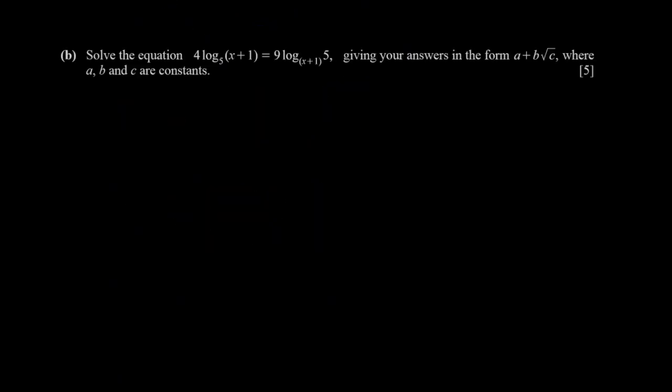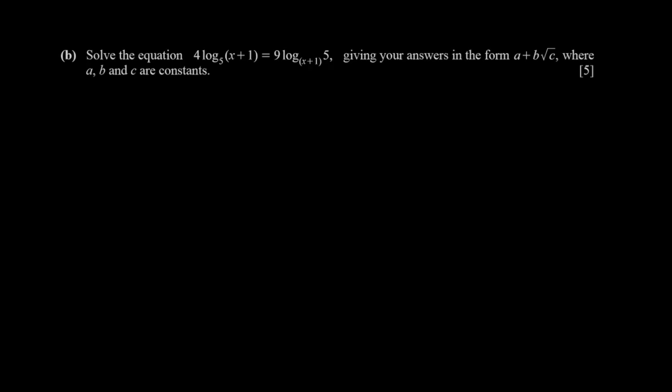Okay, then the second part of this log question, we want to solve this particular equation here, giving our answers in the form a plus b root c, where a, b, and c are constants. Okay, now what's the first thing you notice about this? We've got logarithms with two different bases. Here we've got a base 5, and here we've got a base x plus 1. So whenever this is the case, we know that we need to use the change of base rule.